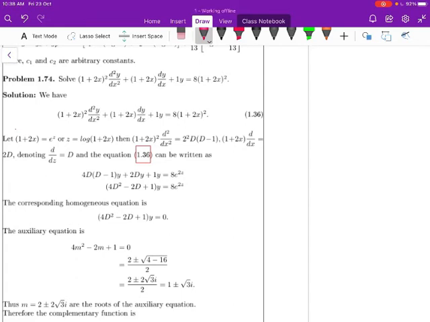Solve (1 plus 2x) whole square d square y by dx square plus (1 plus 2x) dy by dx plus 1 into y is equal to 8 times (1 plus 2x) whole square. This equation is a differential equation with variable coefficients, that is equidimensional. You can observe that the order is 2 and the degree of the variable term (1 plus 2x) whole square is 2.